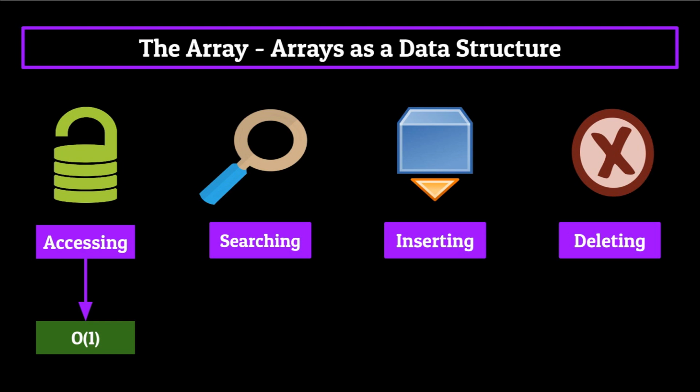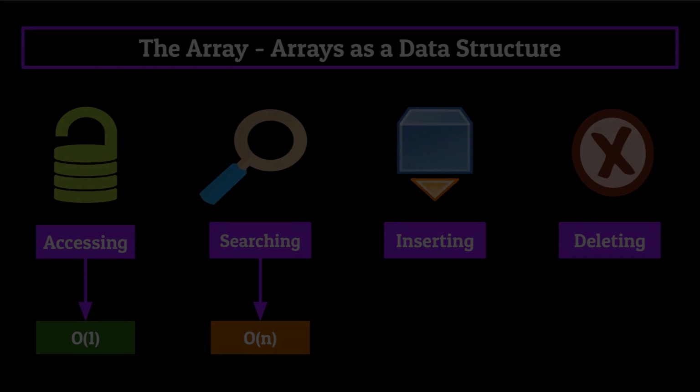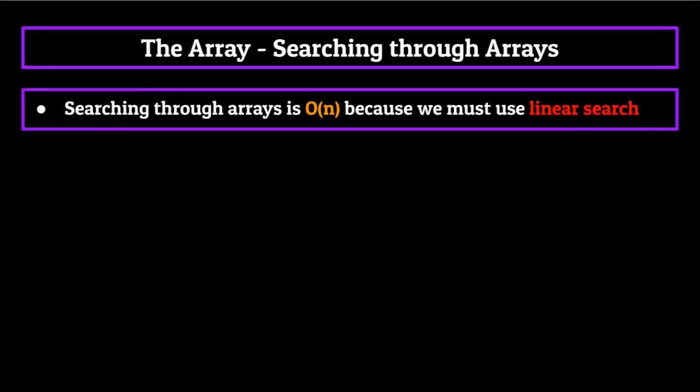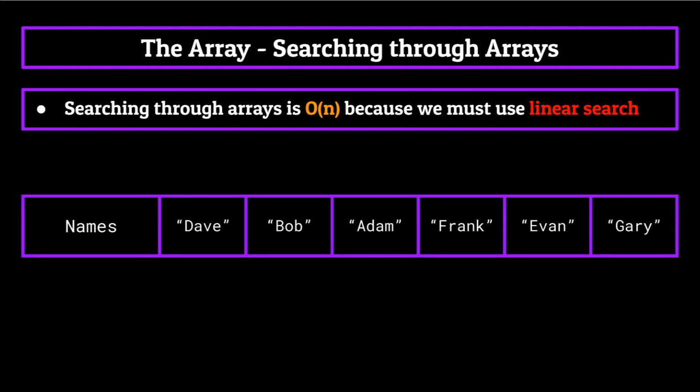Alright, let's move on. Now searching through an array is O of n, because, for the most part, you will be working with unsorted arrays, those being arrays which are not in alphabetical, numerical, or some sort of order, meaning that to find an element within the array, you have to search through each element before you can find it.